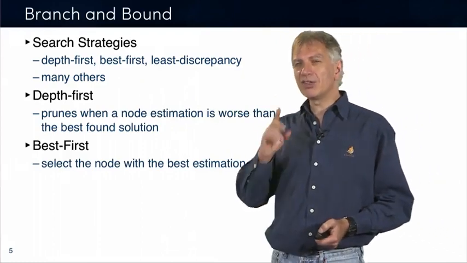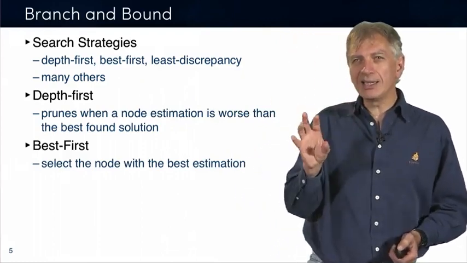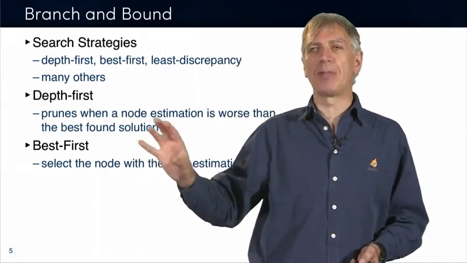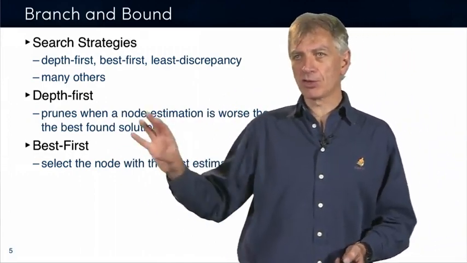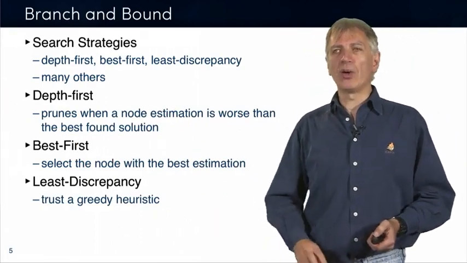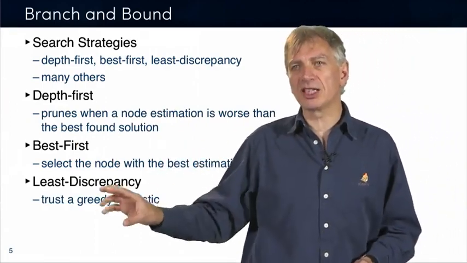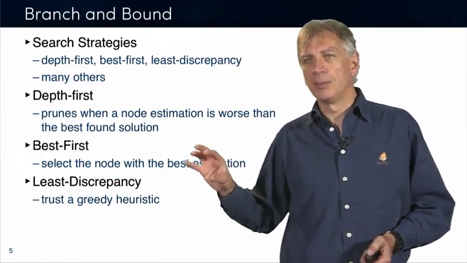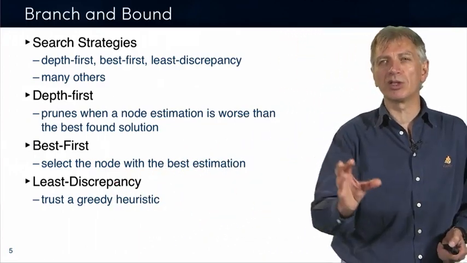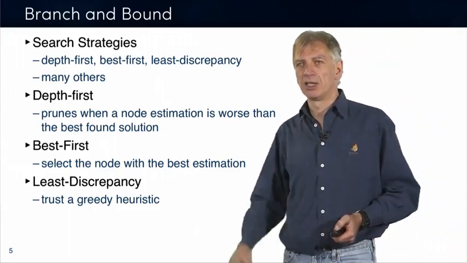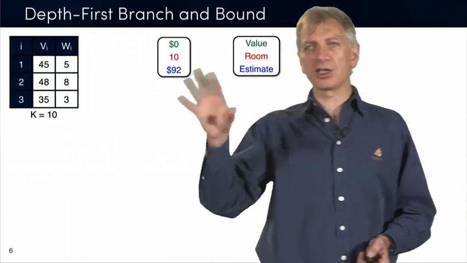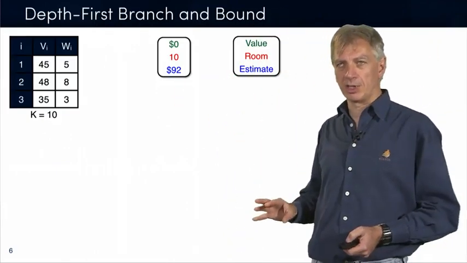Now we're going to see best first search, and the key idea there is that you want to select at any stage the node which has the best evaluation. And we'll see limited discrepancy search, where you will be trusting a greedy heuristic, following this heuristic and then allowing yourself to move away from the heuristic in a very systematic fashion. So I'll go into the details of these two things. But I just want to remind you of depth first search first.